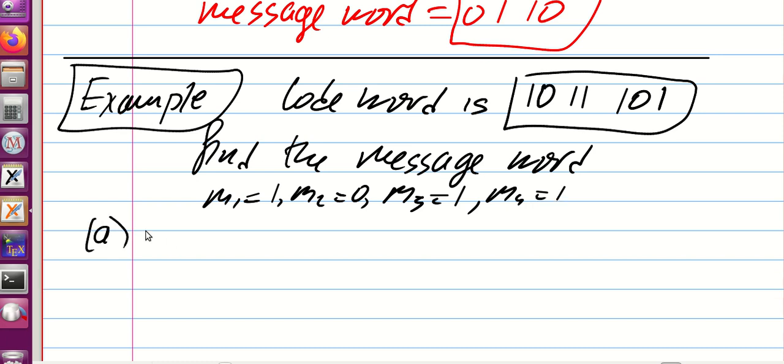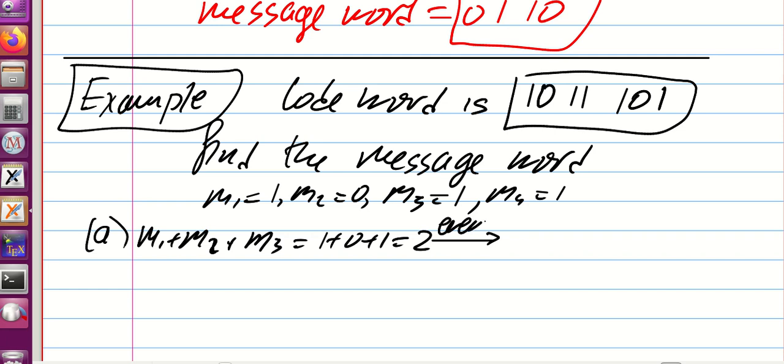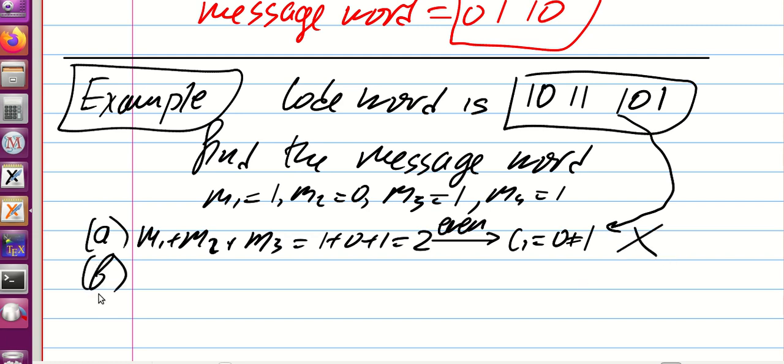So circle A is M1 plus M2 plus M3. So it's 1 plus 0 plus 1, which is 2, which means it's an even number. And so C1 has to be 0. C1 has to be 0, but we see that C1 is 1, is not equal to 0. So something went wrong.